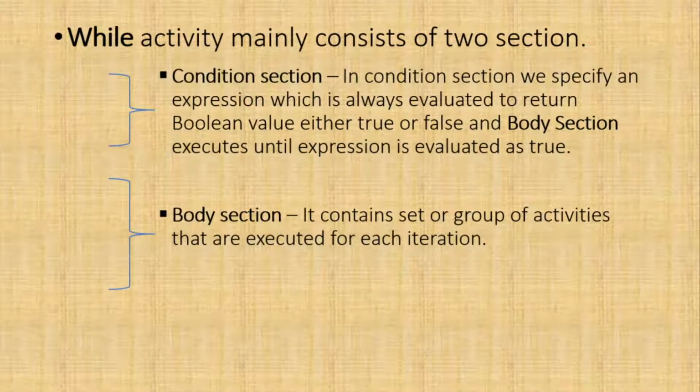While activity mainly consists of two sections. First one is condition section. In condition section, we specify an expression which is always evaluated to return Boolean value, either true or false, and body section executes until expression is evaluated as true. Body section contains set or group of activities that are executed for each iteration.